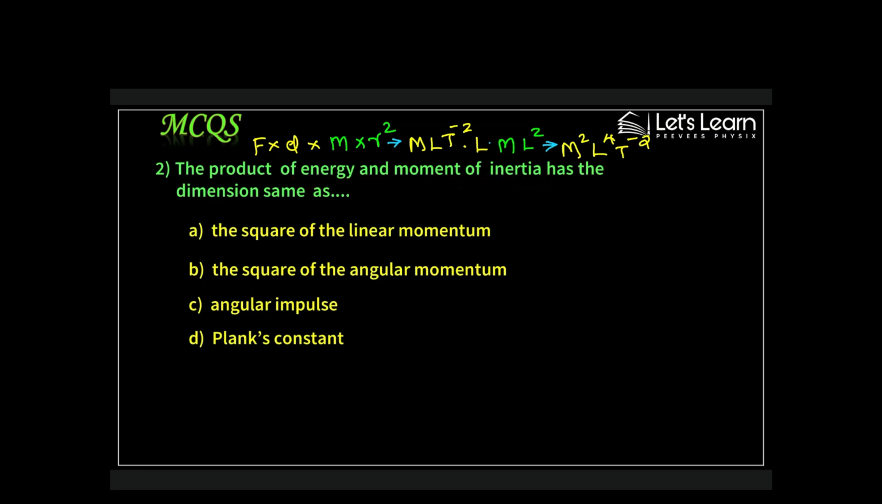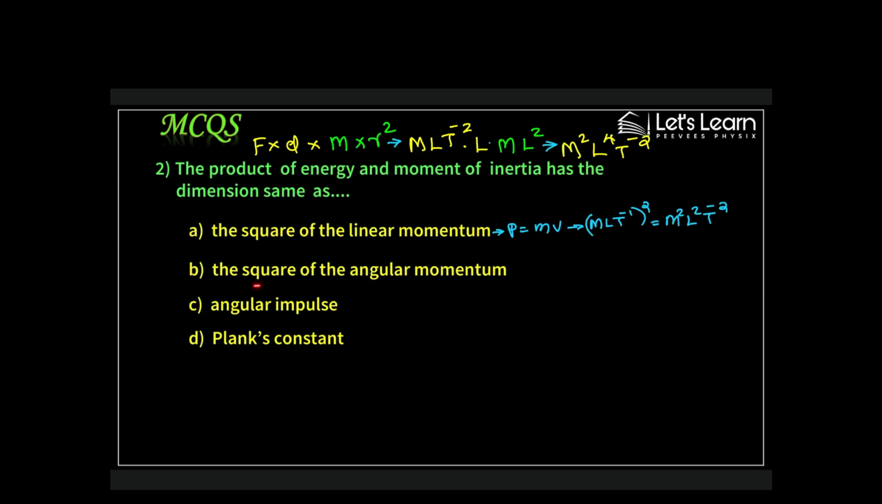We have to find the square of the dimensions of linear momentum. Linear momentum has the dimensional formula mass times velocity, which is MLT to the power of minus 1. We have to square it, which gives you M squared L squared T to the power of minus 2, which is not the same as that, so wrong.